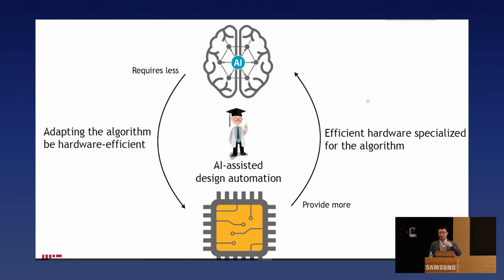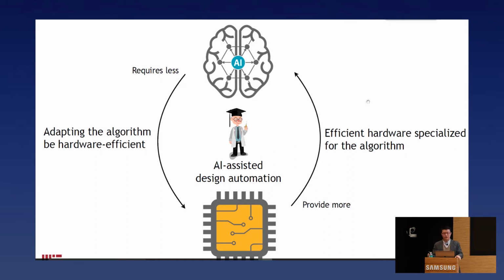It's a bottom-up approach where we are building more efficient hardware that can provide more computation given a fixed power budget. And then when we have a human in the loop, this is a large design space. So we want to have AI-assisted design automation to automatically and efficiently do this design space exploration for this co-design.